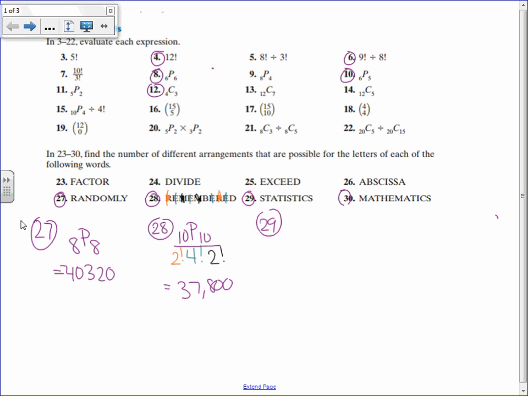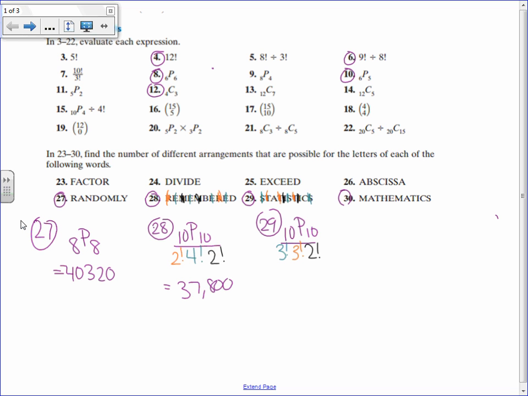29, we're doing the word statistics. That has 1, 2, 3, 4, 5, 6, 7, 8, 9, 10 letters in it. So this is going to be another 10p10. But there are repeats, so we need to divide. I've got 1, 2, 3 S's, so that's a 3 factorial. And I've got 1, 2, 3 T's, so that's another 3 factorial. And then I've got 1, 2 I's, so that's a 2 factorial. And then all I'm left with is A and C, so that's good.